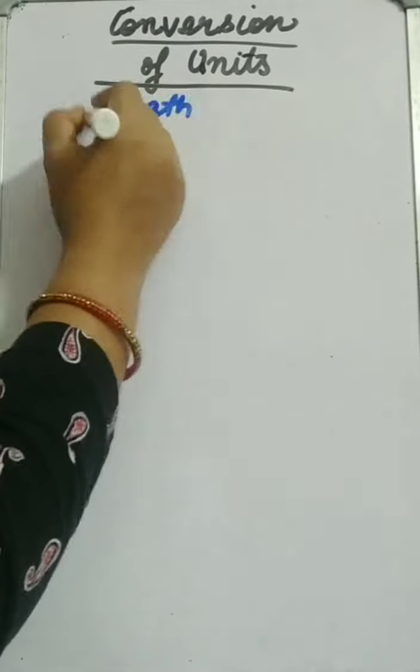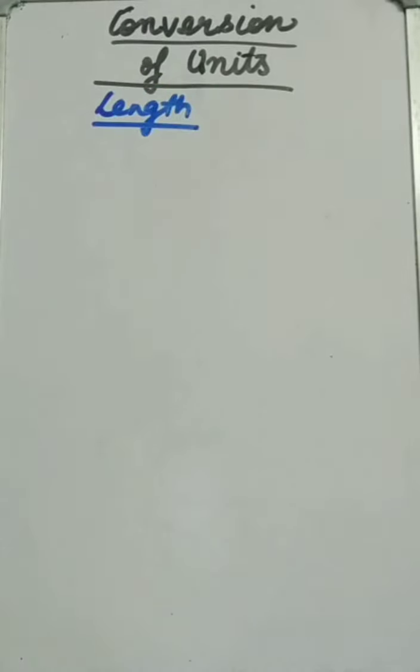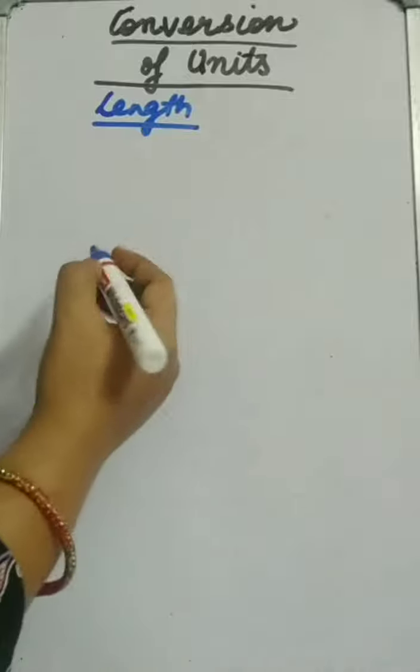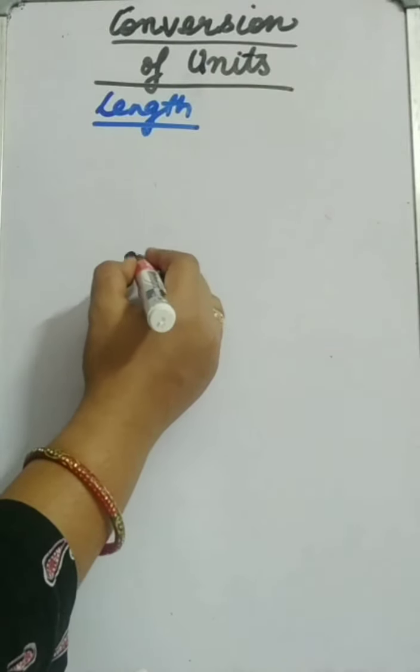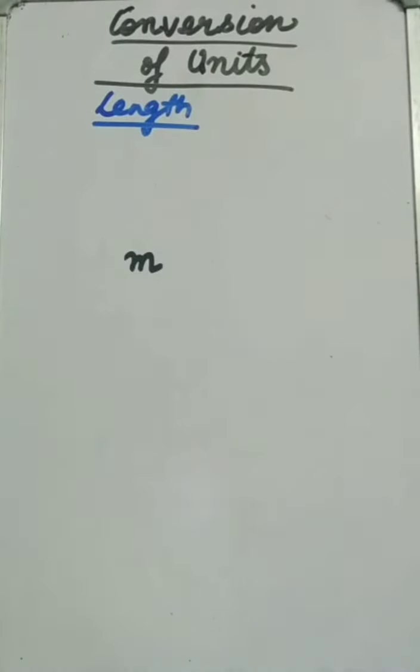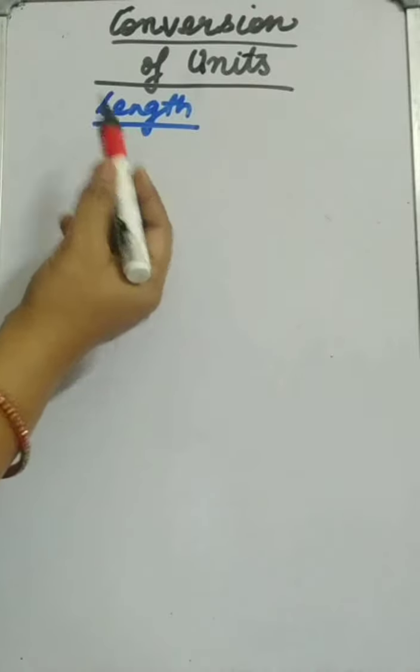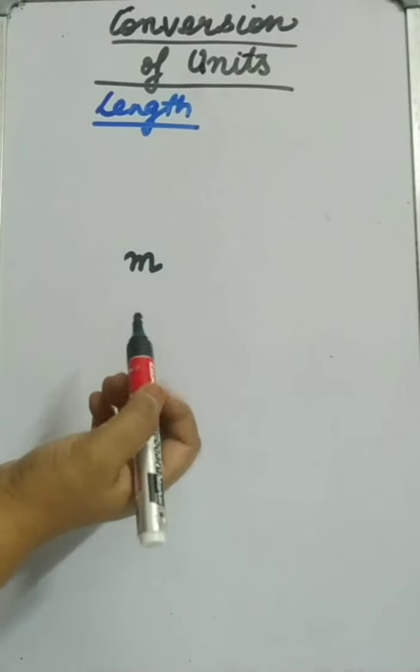We know that there are various units of length: meter, millimeter, centimeter, decimeter. So today we will learn how to convert from millimeter to centimeter or from meter to millimeter. This is known as conversions. So what is the first basic unit of length? We say meters. Now if you want to convert any unit of length from one to another, how will we go for that?